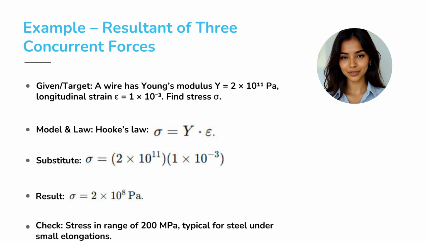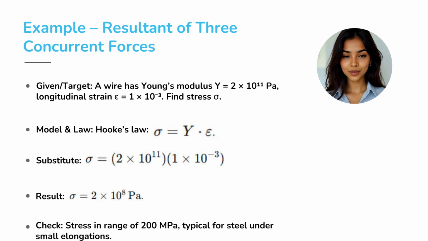Step 2. Substitute the values. Sigma equals open bracket 2 into 10 to the power 11 close bracket multiplied by open bracket 1 into 10 to the power minus 3 close bracket. Step 3. Simplify. Sigma equals 2 into 10 to the power 8 pascals. That's 200 megapascals, a huge stress, typical for strong materials like steel.